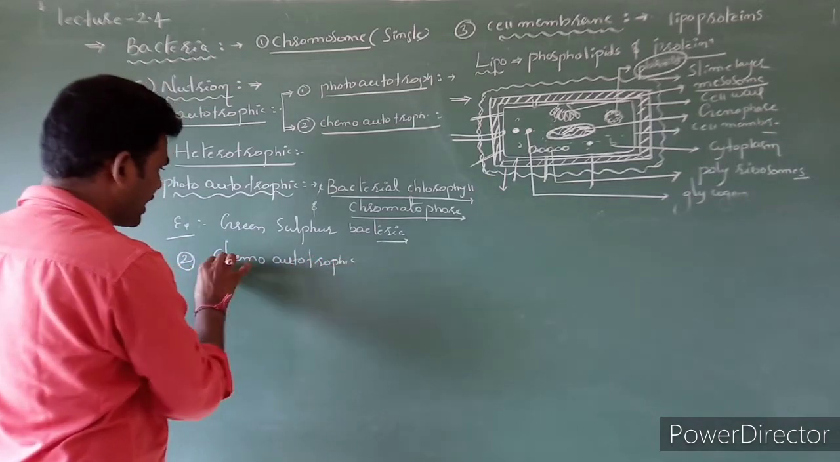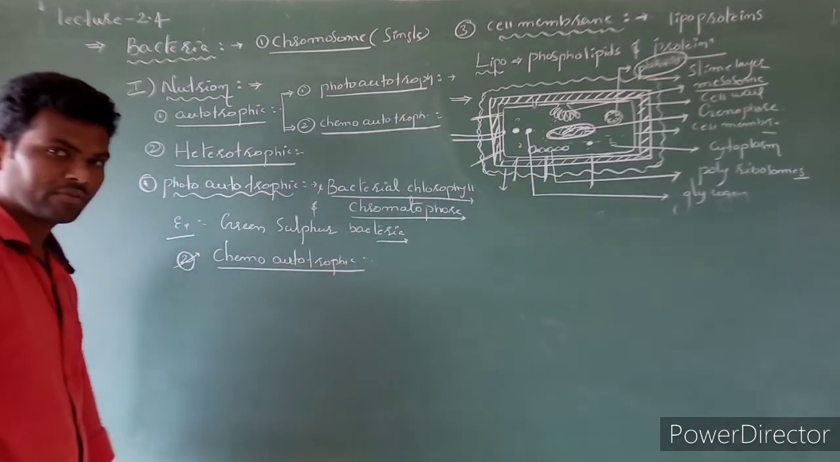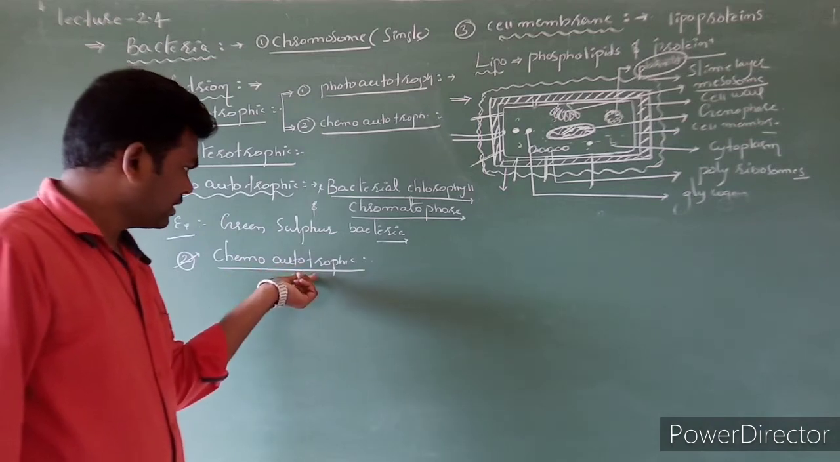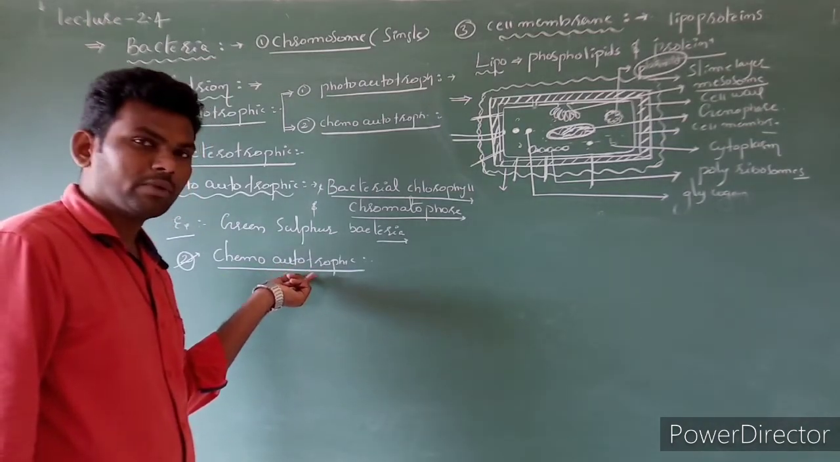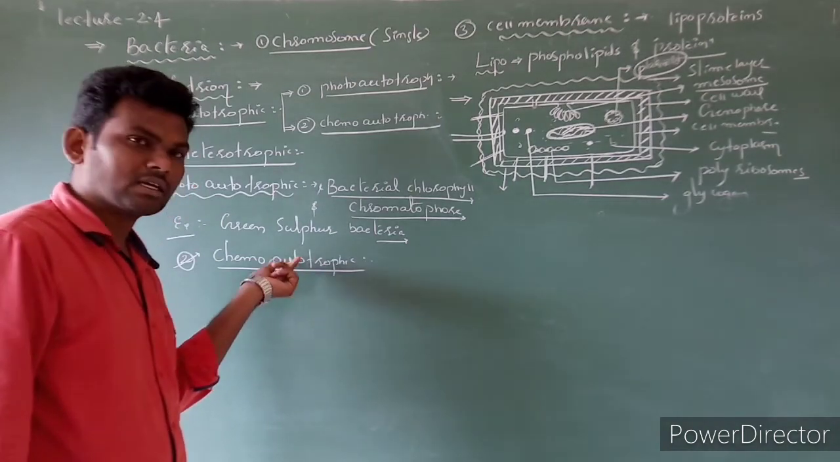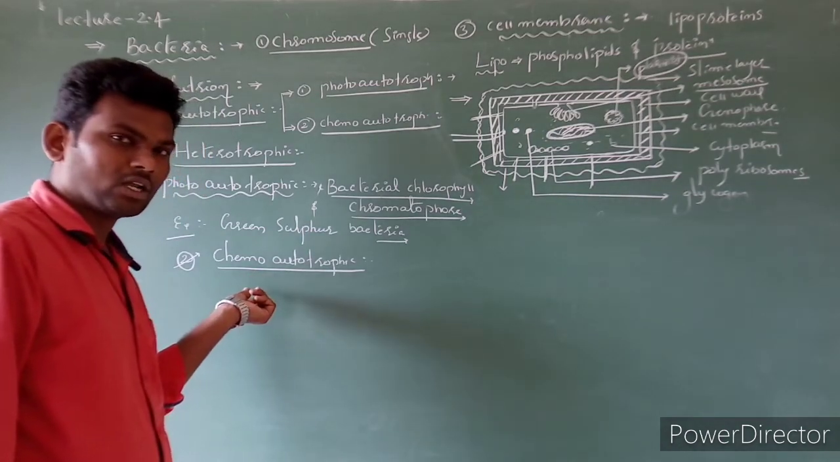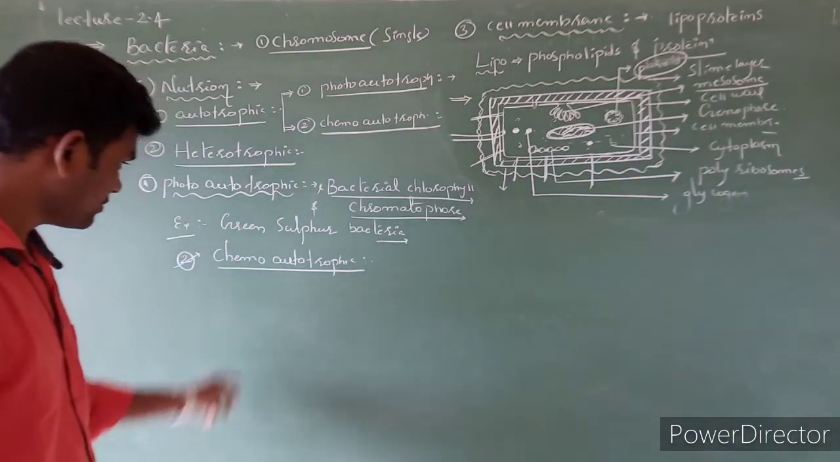Chemoautotrophic. Again, the definition is there in this heading. Chemo means chemical reactions. Here, these bacteria prepare the food molecules by using energy. This energy is coming due to the chemical reaction or oxidation of inorganic substances.